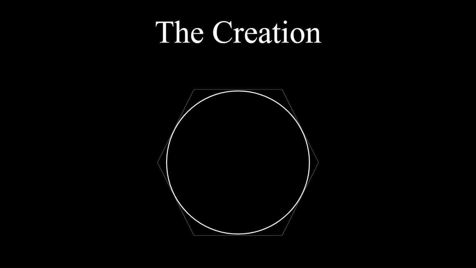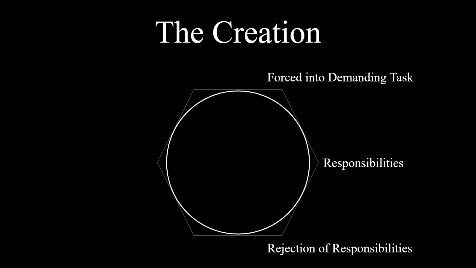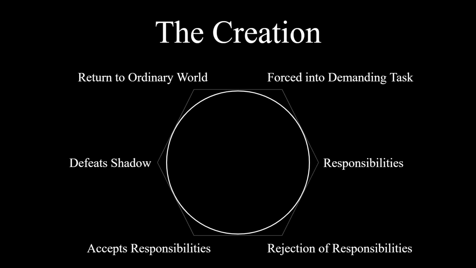The creation, on the other hand, can be summarized as: a nobody assumes or is forced into a demanding task and succeeds at this task. Responsibilities build because of their early success. There is a rejection of their responsibilities due to the desire to return to the ordinary world. The character accepts their responsibilities and purpose as they are the only one capable of stopping the threat. The chosen one defeats their shadow, and they return to the ordinary world as the chosen one.